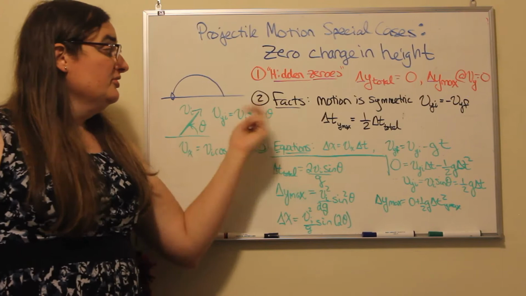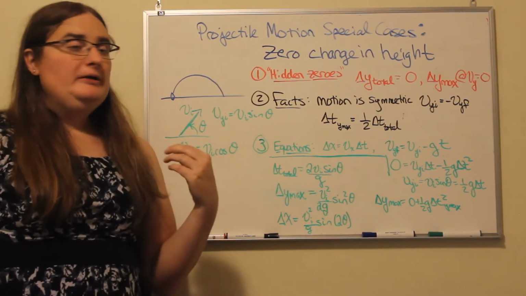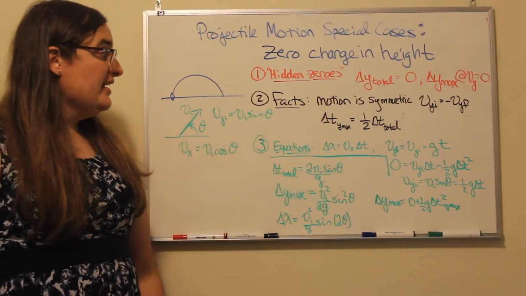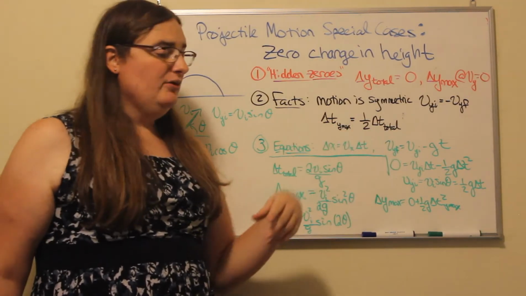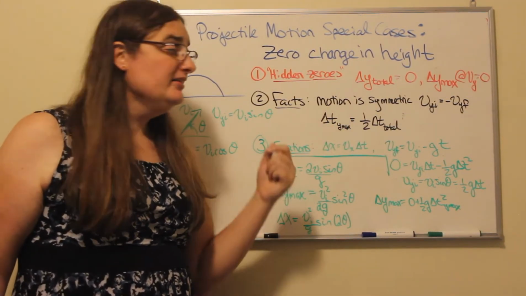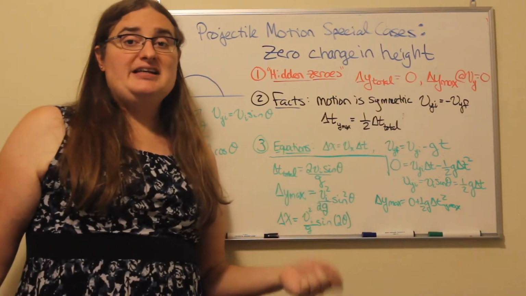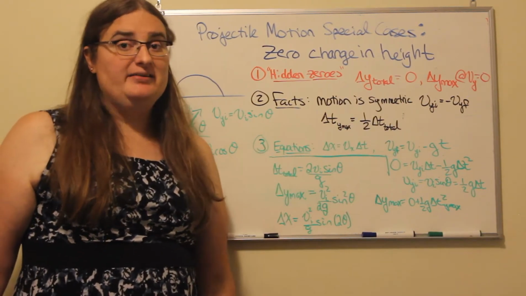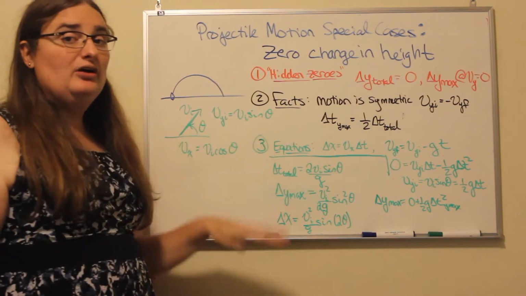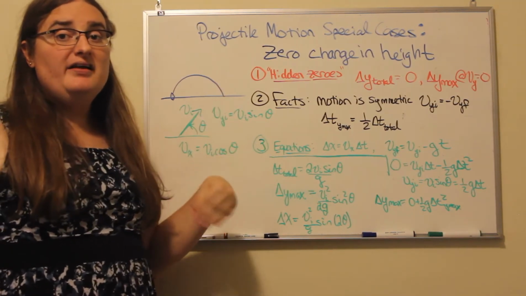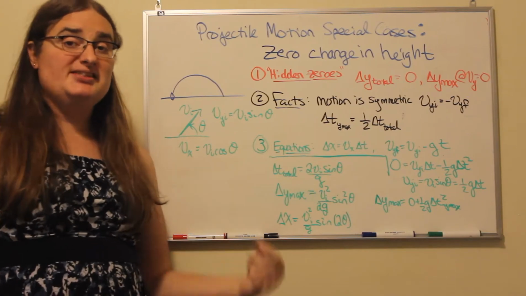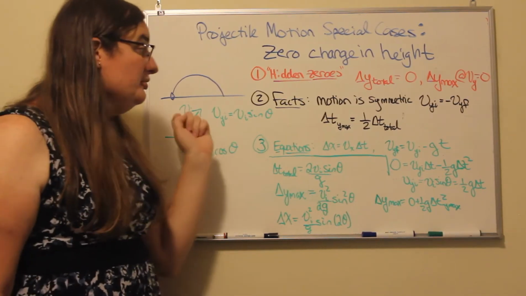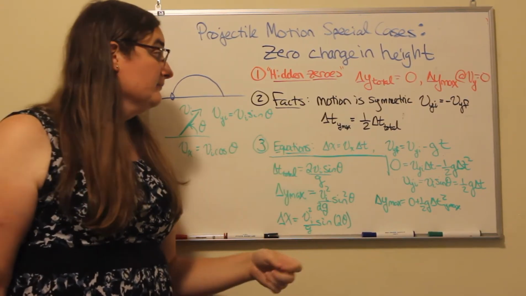So, some facts about this motion. Zero change in height, the motion is completely symmetric. So if you know the y component's initial velocity, the y component's final velocity is going to be minus that. If you know the initial angle above the horizon, then the angle below the horizon is going to be the same size. So theta initial equals minus theta final.